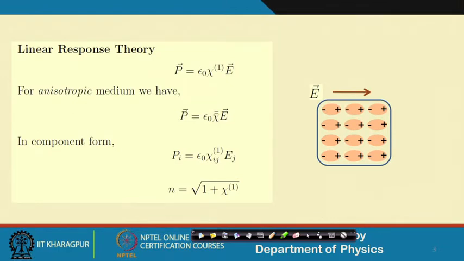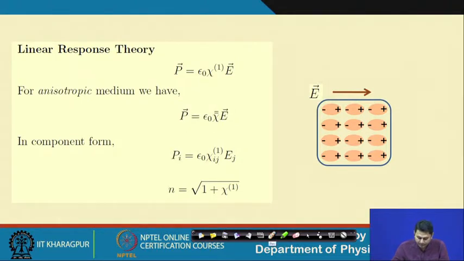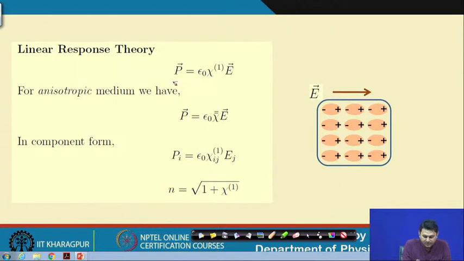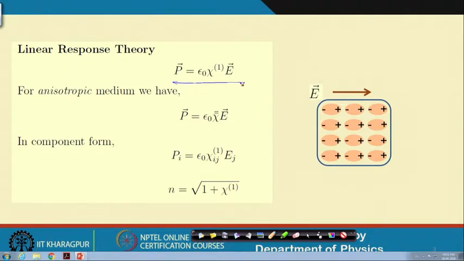First, this is the old slide I am using. This is related to linear response theory. Let me write this equation, and mark it: P is equal to epsilon 0 chi 1 E. Here P is the polarization, and it is related to the electric field. From this equation we can see that this is a vector equation: if E is a vector, P has to be a vector. This is a very simple case where the direction of the electric field and the direction of the polarization are both in the same direction.